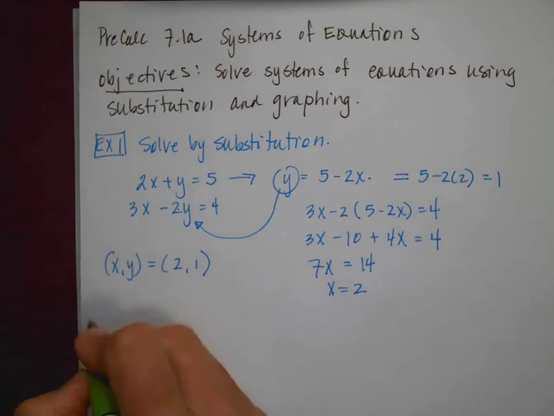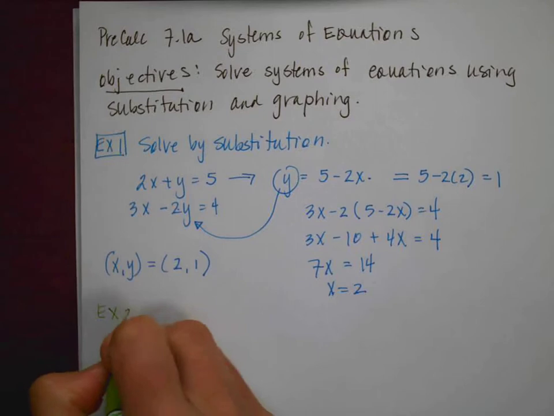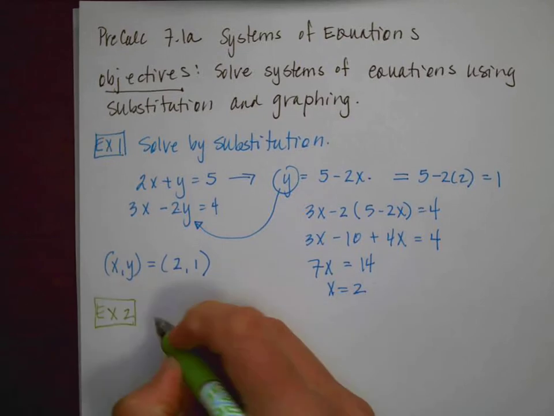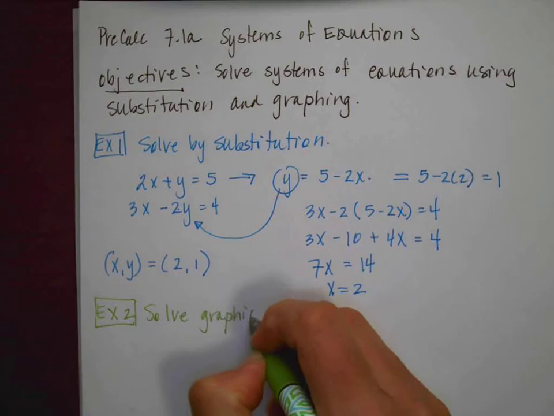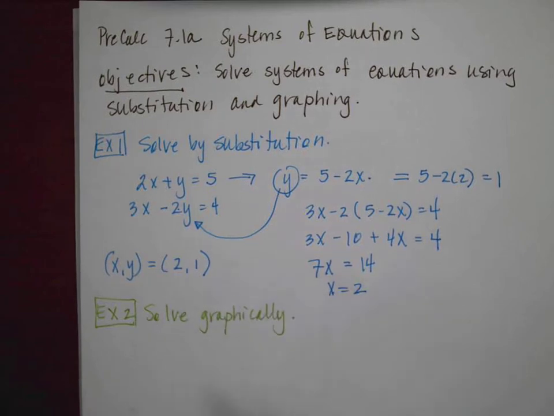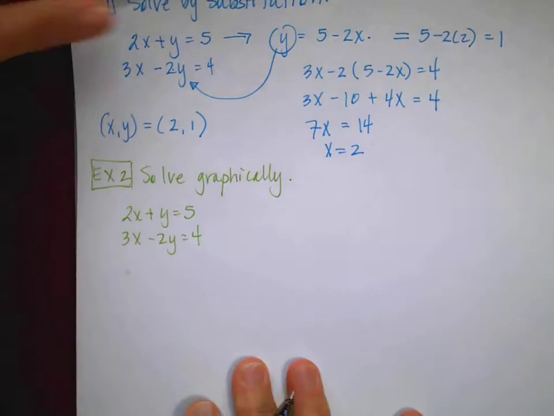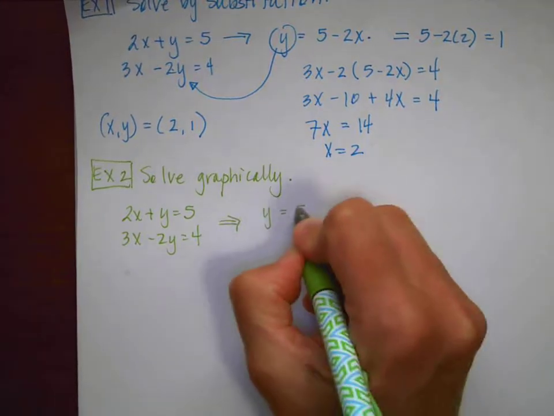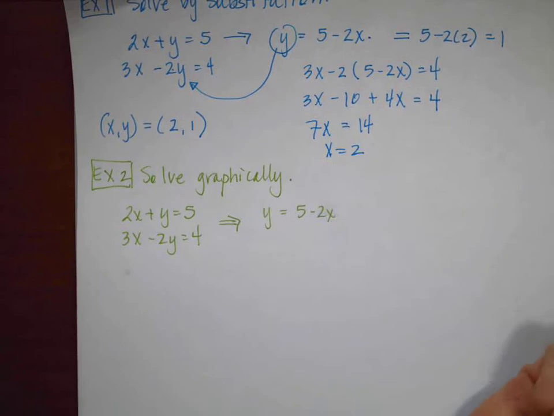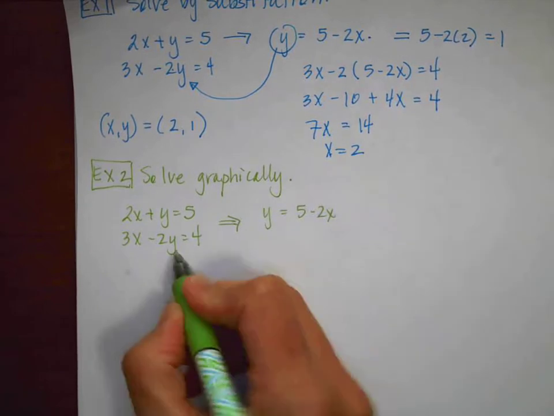All right, our next example, example 2, we're going to solve by graphing, which means you're going to need your grapher. So we're going to solve graphically. And I'm going to do the same system. So I'm going to do 2x plus y is equal to 5, and 3x minus 2y is equal to 4. To be able to solve graphically, that means that I have to solve both equations for y. So I'm going to get y is equal to 5 minus 2x. I don't even have to rearrange it.